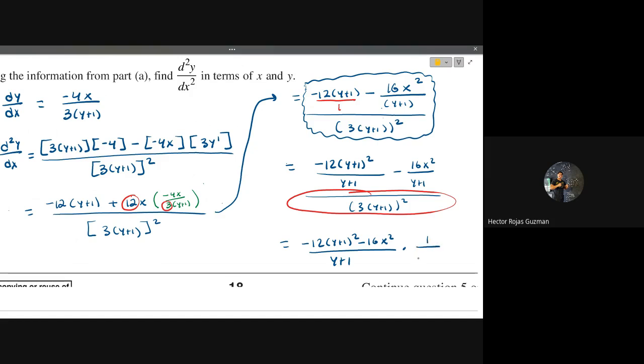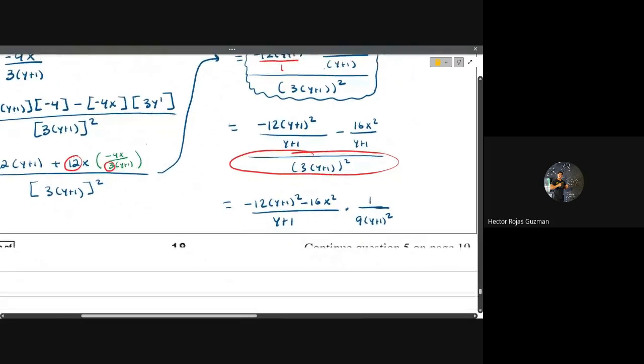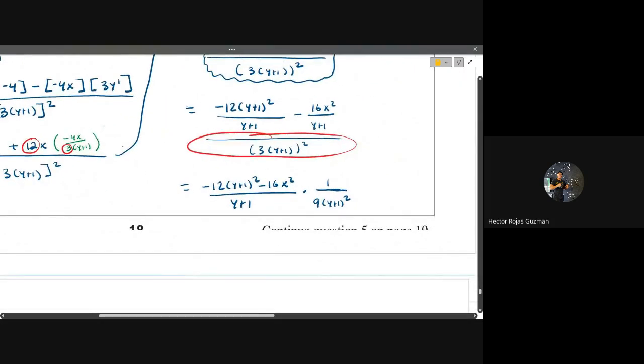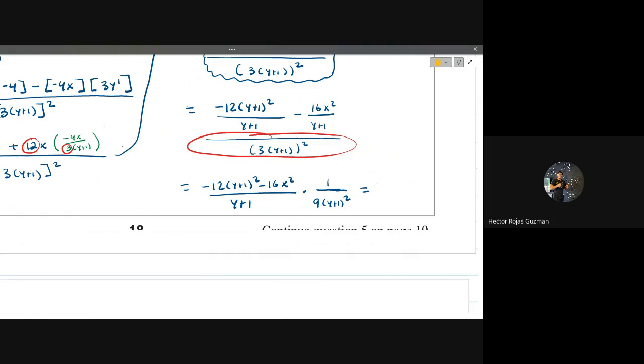And watch this. That's going to be 9(y plus 1) squared. Hopefully you caught that because I just squared the denominator. And the reason that I did that is because now I can actually combine the fractions even further and say that my final answer is negative 12 (y plus 1) squared minus 16x squared, divided by 9(y plus 1) cubed.